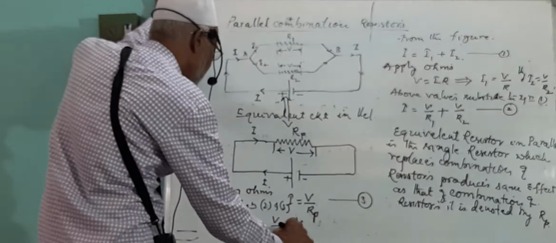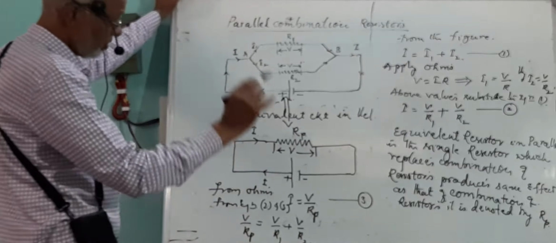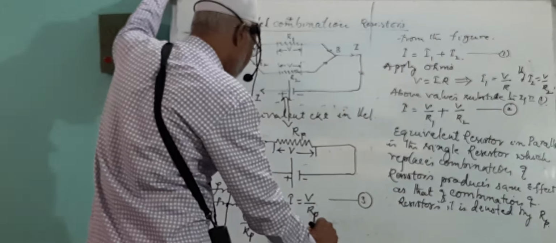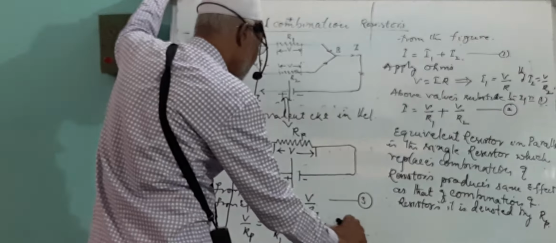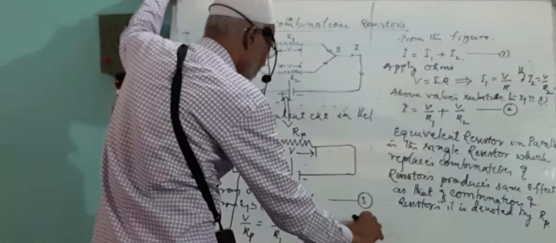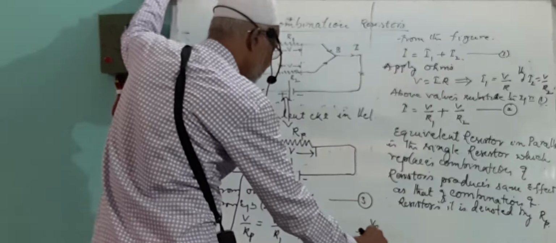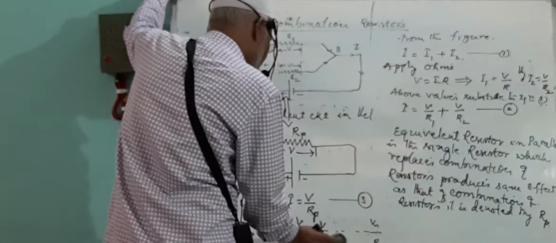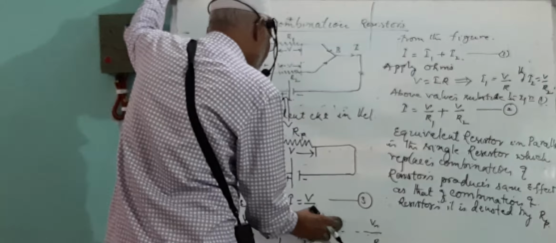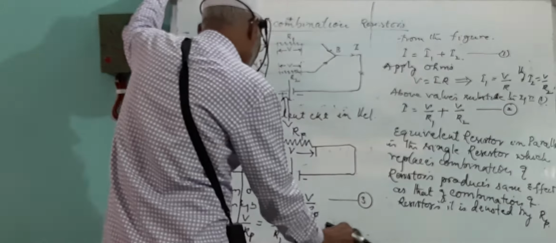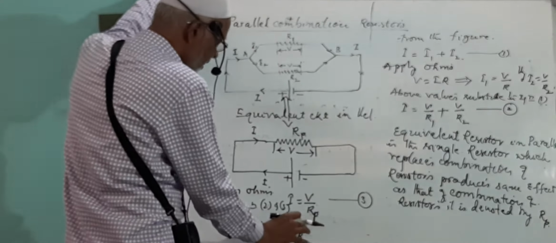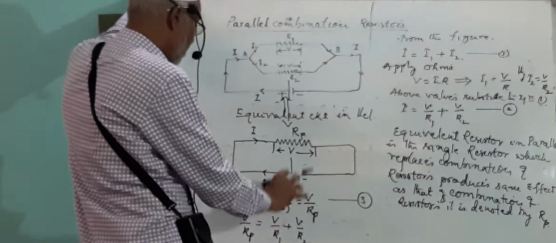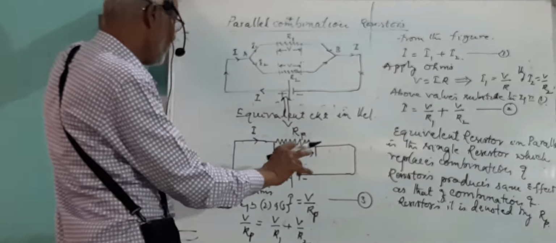plus V upon R2. If three resistors are there, you make it plus V upon R3. If there are n number of resistors, you can write it as V upon Rn. Like this you can extend the expression for n number of resistors. In this case we consider only two resistors, and I want to restrict my expression to two resistors. So this is the expression on equating equations 2 and 3.